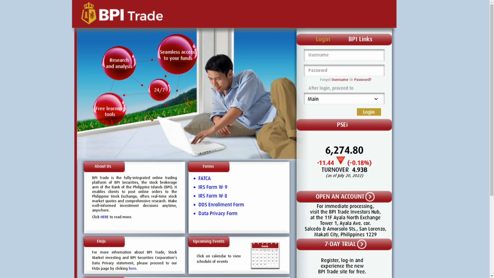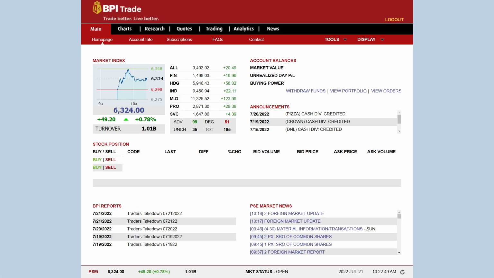So pagka meron tayong account, just again type in your username and password, click on login. And then this will greet you sa simula. So basically, pagka nakalogin ka na, ito yung homepage. So punta muna tayo sa taas. So ito yung logo ng BPI Trade. Pagka click nyo yan, magre-refresh lang yung website.